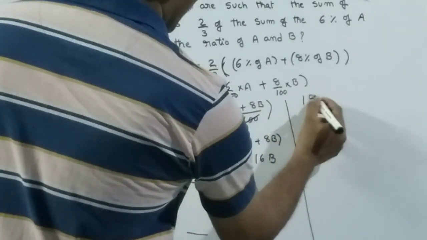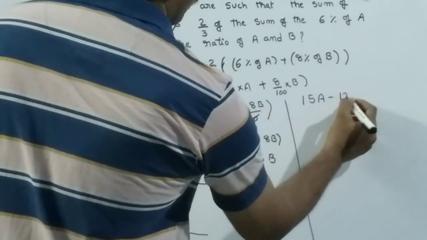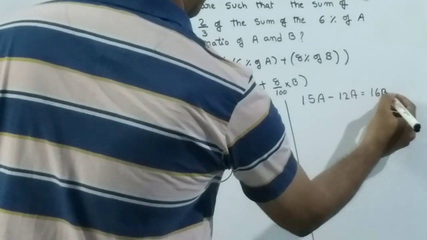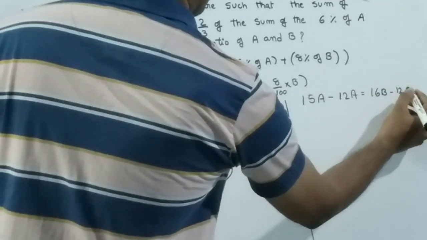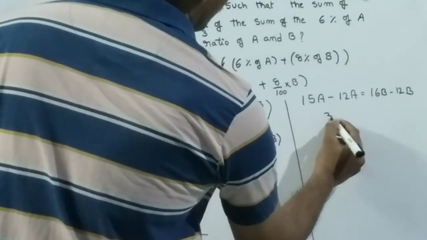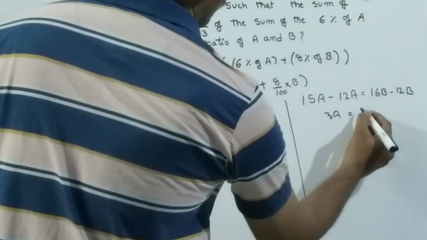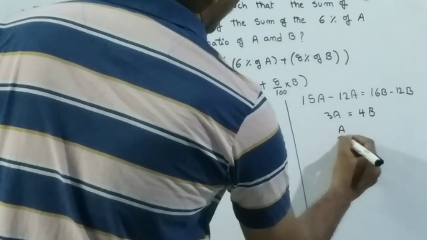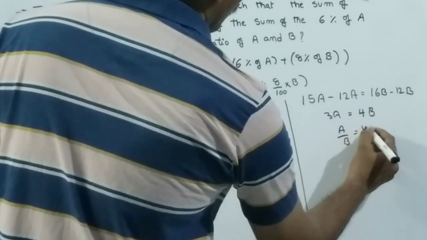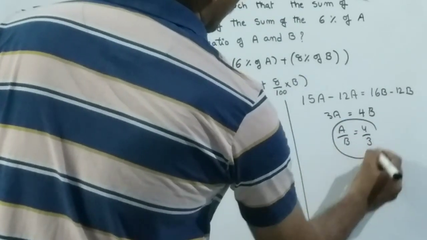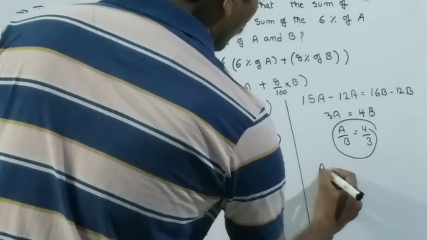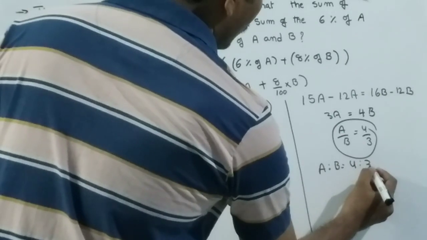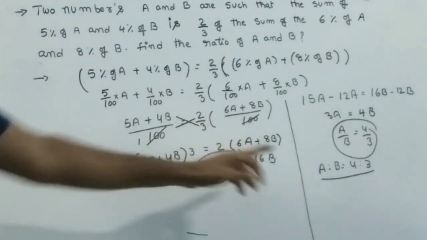Now 15a minus 12a equal to 16b minus 12b. This is 3a equal to 4b. Then a by b equal to 4 by 3. This we can write like this also: a ratio b equal to 4:3. This is the answer.